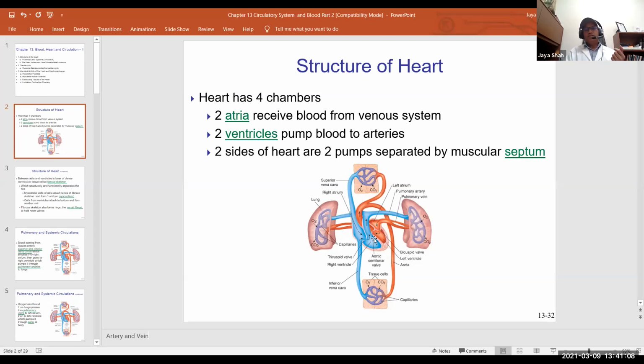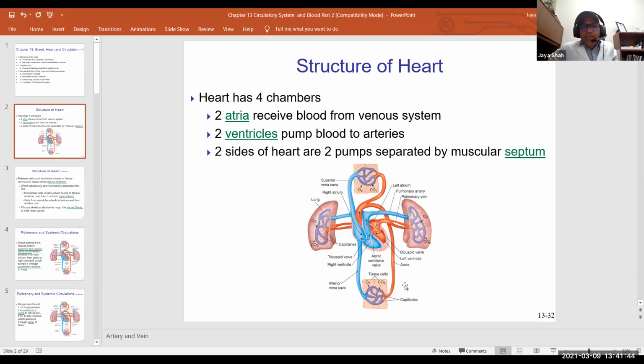If you see here, the right side of the heart deals with deoxygenated blood, whereas the left side of the heart deals with oxygenated blood. The apex of the heart is slightly to the left side of your thoracic cavity, and the size of the heart is about your fist size. There are two pump systems, right pump and left pump. Right pump is pumping to the lungs and left pump is pumping all over the body.